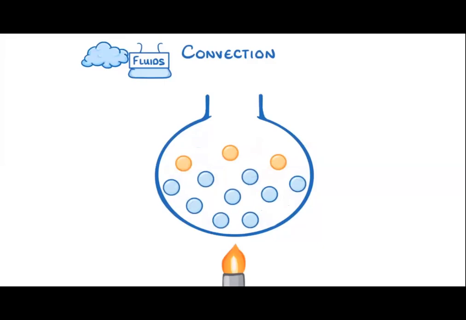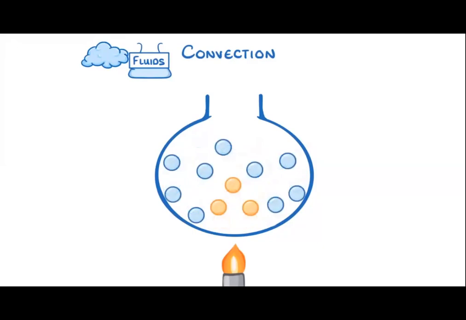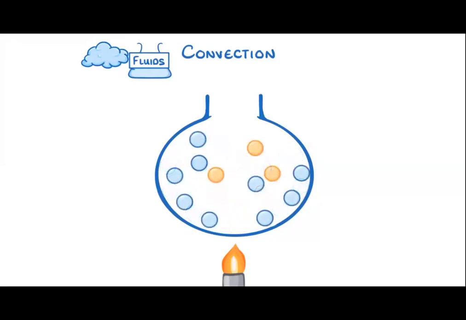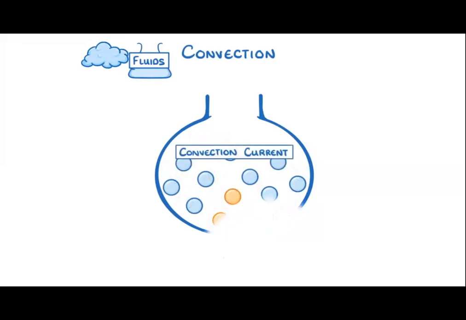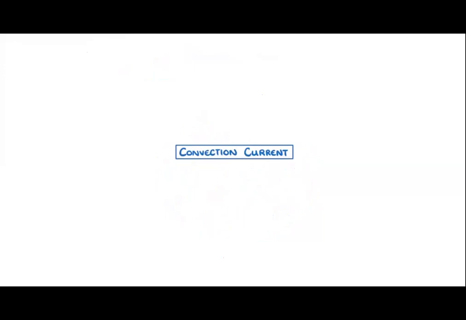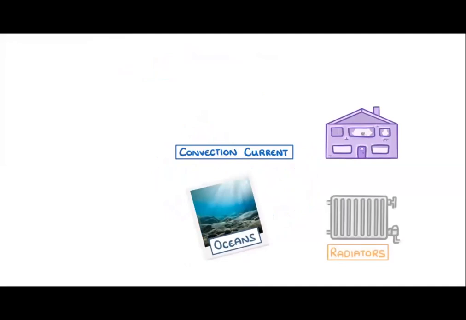Whilst this is happening though, the hot particles will lose their energy and cool down, and the cool particles now at the bottom would heat up. Because of this, the cycle would keep on repeating for as long as the fluid was being heated, and we call this cycle a convection current. We actually see these convection currents all over the place, from oceans to inside buildings, where radiators warm the nearby air and set off the cycle.